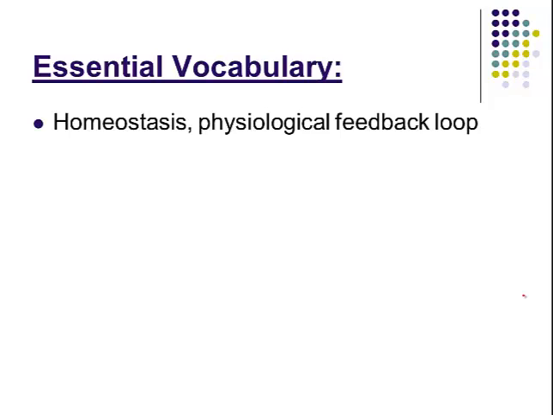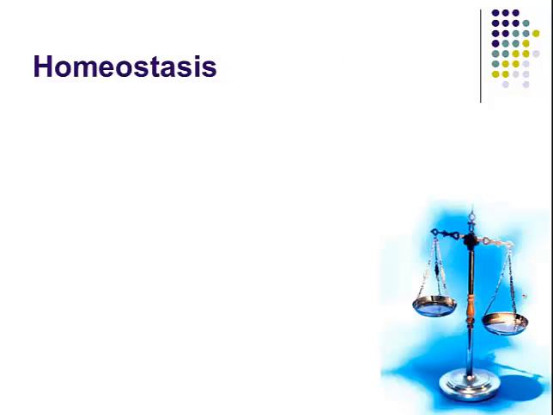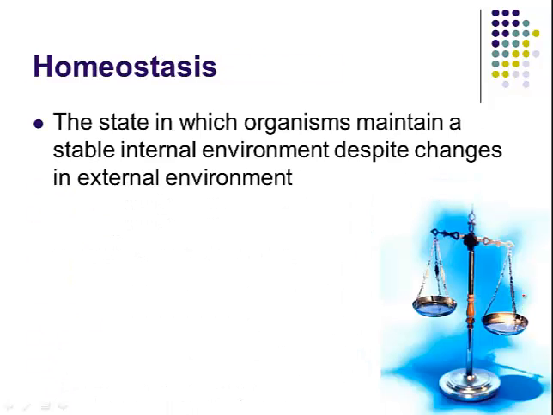Okay, so pretty simple here. You need to know what homeostasis means, which we've talked about quite a bit, and we'll be talking about the feedback loop. All right, so homeostasis. Remember the word homeo means same, stasis is conditions, so keeping everything in your stable internal conditions. Okay? Despite what's happening on the outside, the inside of your body has to maintain stable conditions.